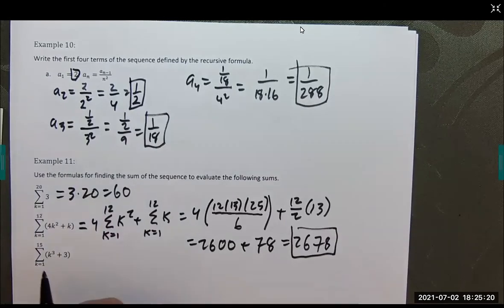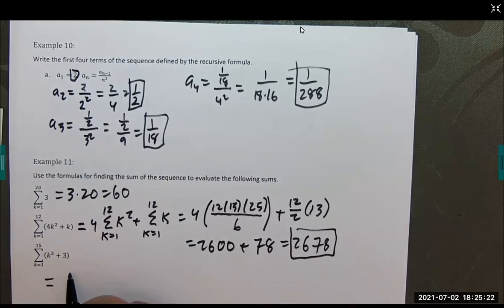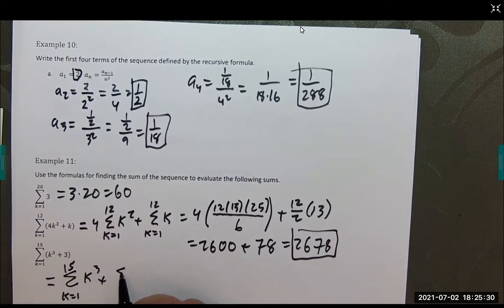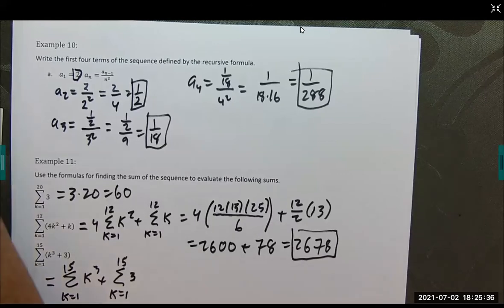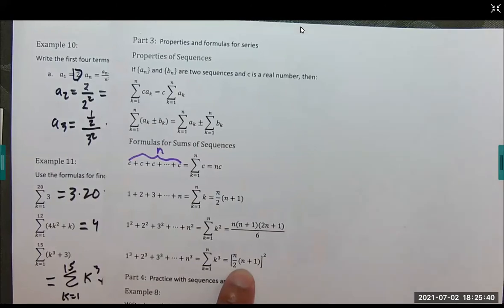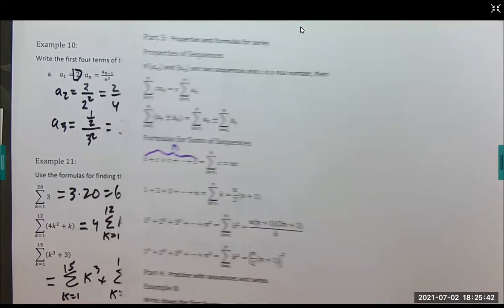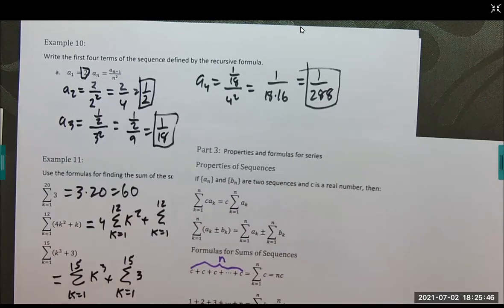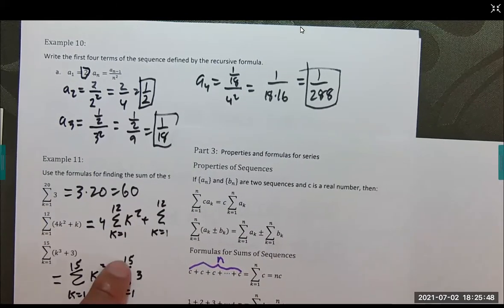And for this last one, I'm going to break it up as well. The summation k equals 1 to 15 of k to the third plus the summation k equals 1 to 15 of 3. Just recall, k to the third is this formula here. So I'm going to replace all the n's with a 15 now. And recall, with a constant, it's just n times c, so it'd be 3 times 15.